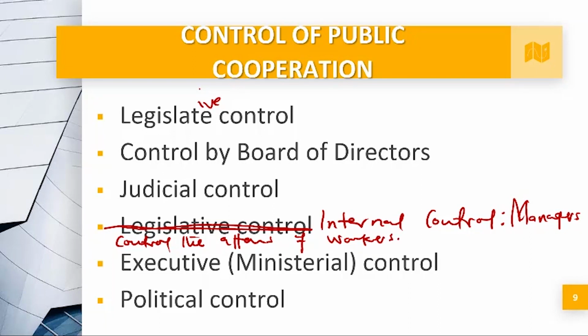Okay? So next we said we have the executive control. The executive control, which we call the ministerial control. The ministerial control came as a result of what? Since the minister appoints the board of directors, they can tell them, go and tell your remaining subordinates, this is what we want from today. And that is how it's going to be, okay?